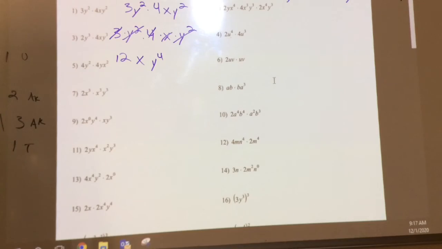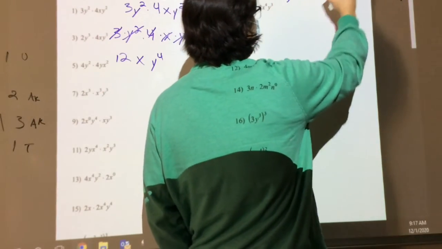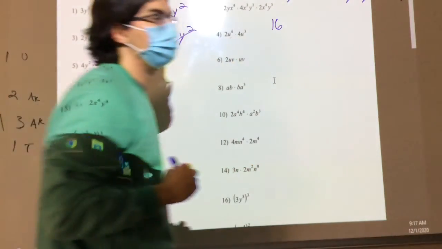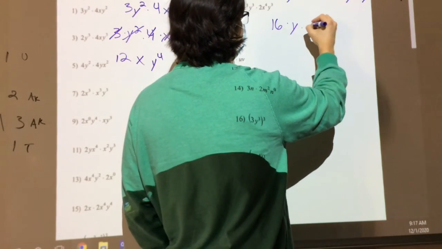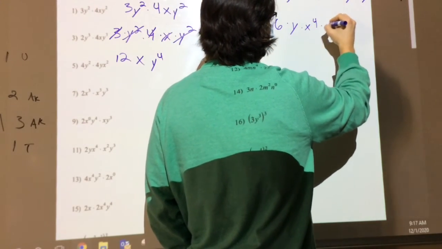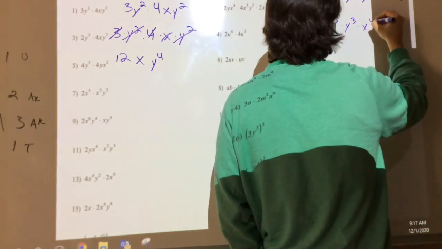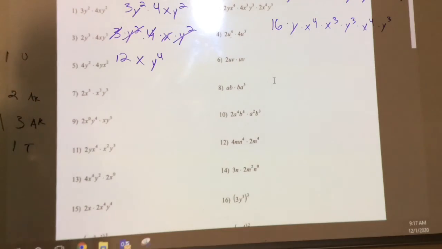Okay, let's start with our numbers first. 2 times 4 is what? 8. Times 2 is? 16. Everybody okay with that? Yep. I'm going to rewrite it though. We're going to have 16 times y times x to the 4th times x to the 3rd times y to the 3rd times x to the 4th times y to the 3rd. That's a lot.